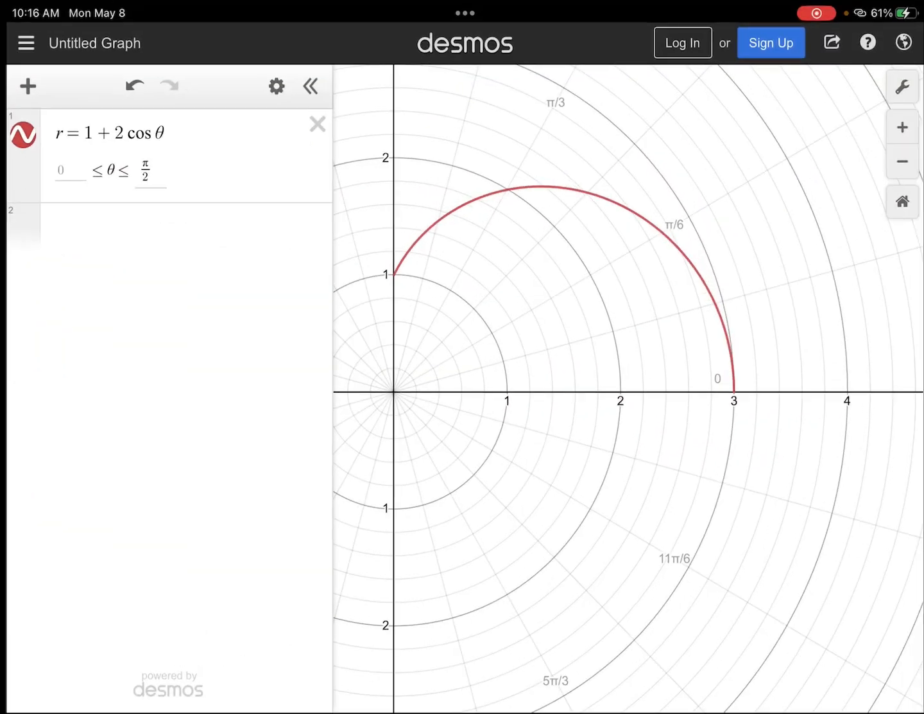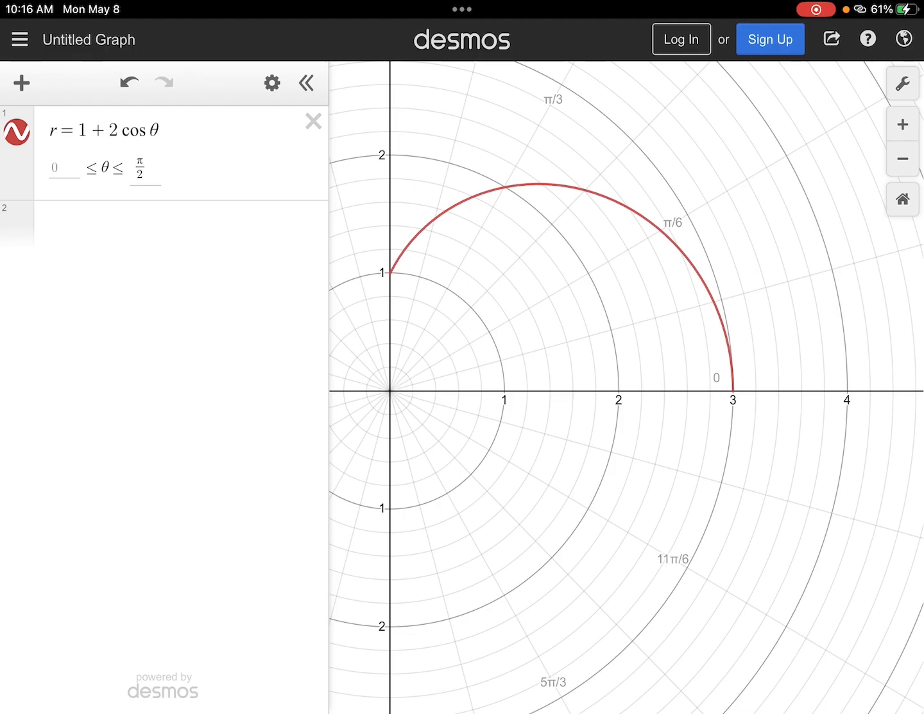All right, so back to our curve here. If we shaded that area in from the pole out to that curve from 0 to pi halves, our answer rounds to about 4.356, and that's how many square units we would have shaded in there, and that looks accurate to me.